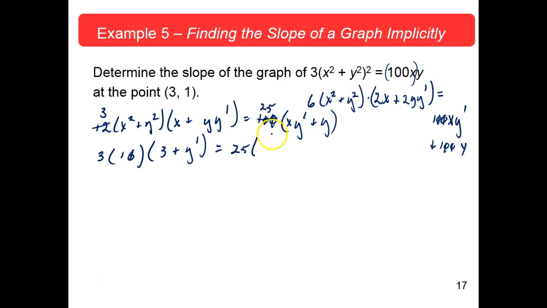What do you have next? 3y prime plus 1. All right, okay. Now let's see what we get here. 3 times 10 is 30 times 3 plus y prime is equal to 25 times 3y prime plus 1.